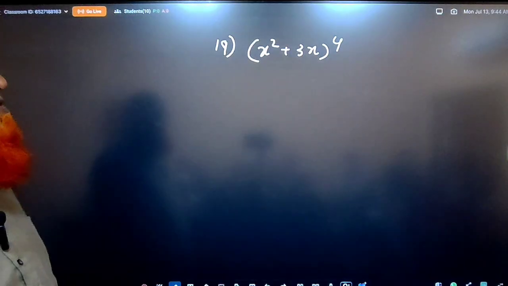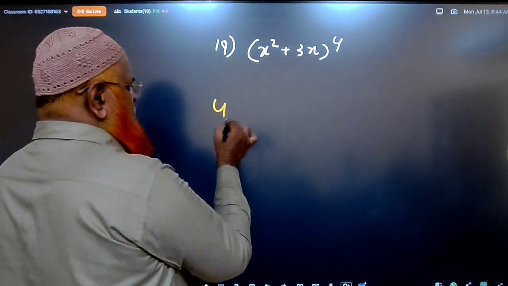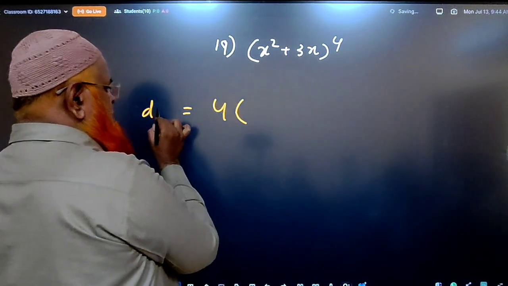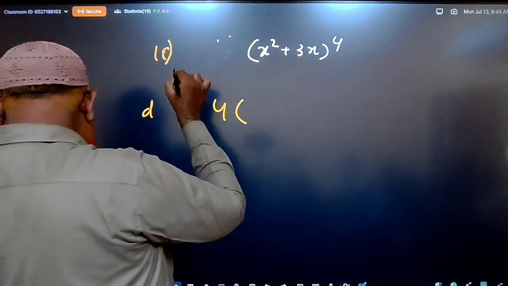Okay, so this one how will you do? See, for dy by dx you have to do. For example, this is taken as the 18th problem, 18th or 19th one.